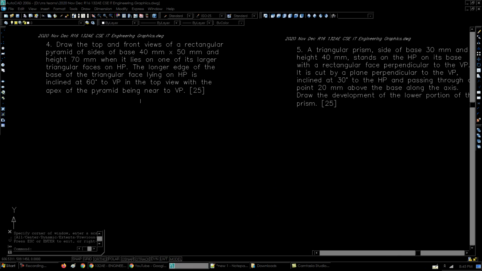So let's keep this question aside and start solving it. First, of course, we need to draw the horizontal line, which is the XY line for us.